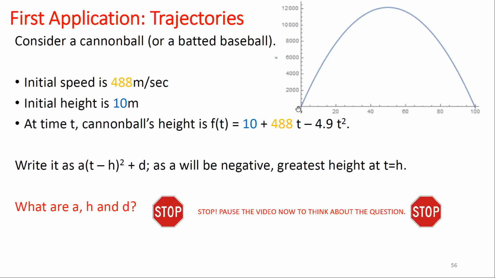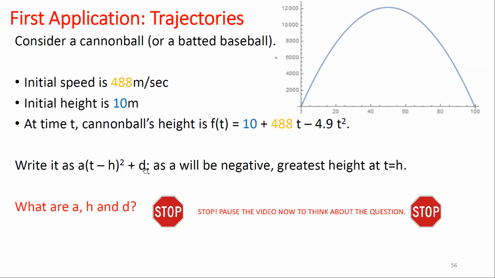So when you look at this, as t gets very, very large, is the cannonball going to keep going higher and higher and higher? No. Eventually, it would be going down, down, down. But if a was positive, then as time passes, it would just keep going higher and higher and higher. So a should be negative. Just looking at this, we see that a should be negative.